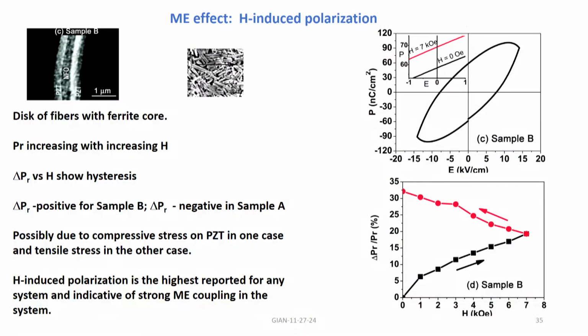polarization, decrease or increase. And once again, there is always a hysteresis, it keeps going up, and then when you start decreasing the field, the trend continues, you end up with a maximum change close to 30% for these fibers.